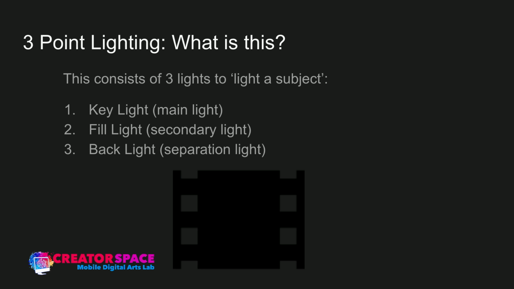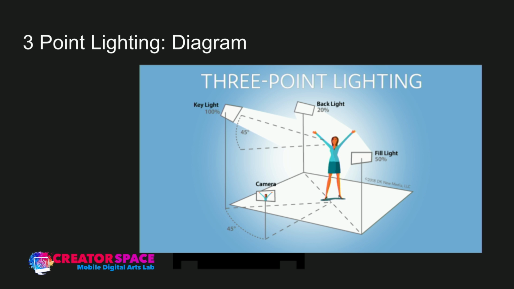So, what is 3-point lighting? You have your key light, your main light, your fill light, your secondary light, and your backlight, your separation light. This is that kind of chart. And then essentially you see the cameras there in front, and in the background you'd have the green screen, I would say, 2, 3 to 4 meters behind the person. So you want a lot of space to do this.